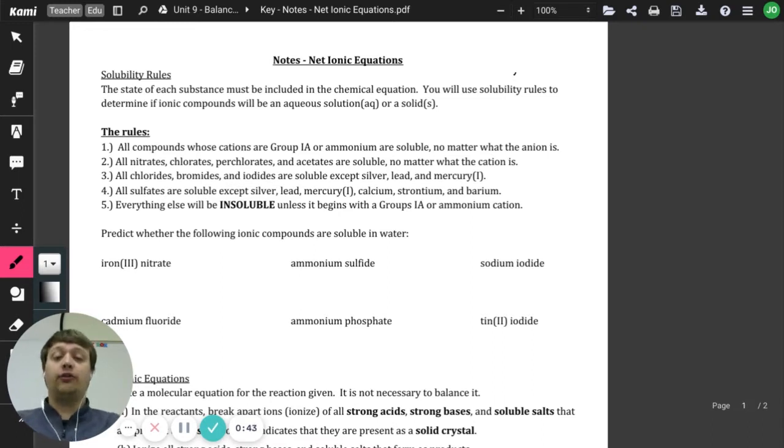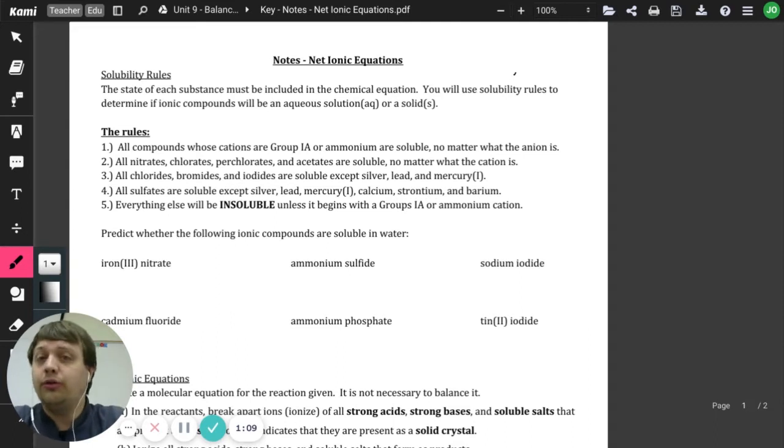Now, what are solubility rules? Well, the solubility rules are basically going to tell us what's going to happen when a substance is placed in water. Will the substance break apart into ions or will it not? That breaking apart into ions is called dissociation, okay? So that's something we're going to keep in mind, our solubility rules, when we need to know our net ionic equation, okay?